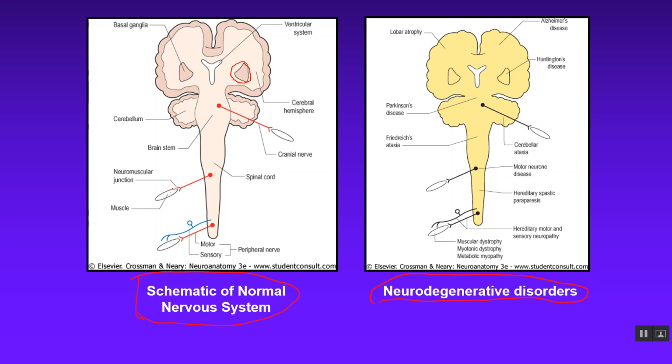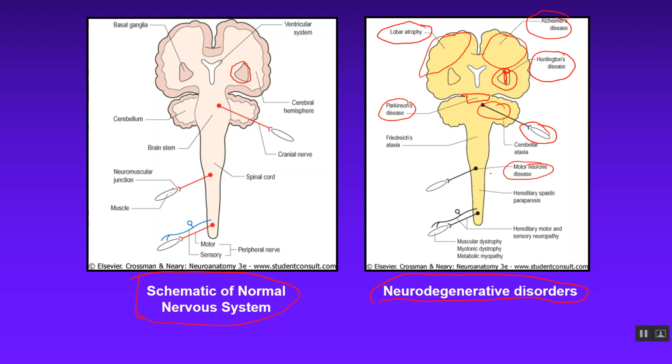But then you'll see they have some arrows and lines pointing to specific regions. Like you'll see lobar atrophy, that affects the cerebrum. Alzheimer's disease also affects the cerebrum. Huntington's disease here affects the basal ganglia. Actually, more specifically, this part of the basal ganglia, putamen and caudate. And then Parkinson's disease affects the midbrain, a little area called the substantia nigra in the midbrain. Cerebellar ataxia: cerebellar degeneration happens in the cerebellum.